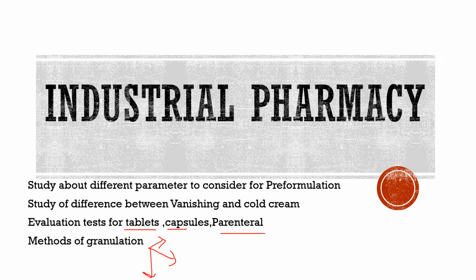For capsules, the weight variation test is important, and the disintegration time for hard gelatin is 30 minutes and for soft gelatin is 60 minutes. For tablets, there are two types of tests, official and unofficial. Hardness and tablet thickness are some unofficial tests, but weight variation, uniformity of weight, uniformity of content, content of active ingredient, dissolution, friability, and disintegration are official tests for tablets.